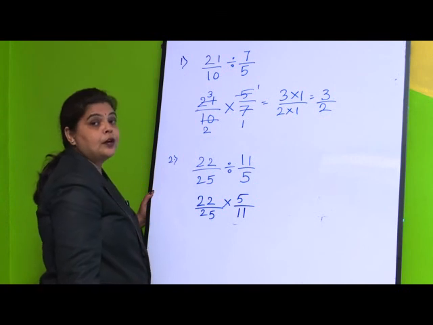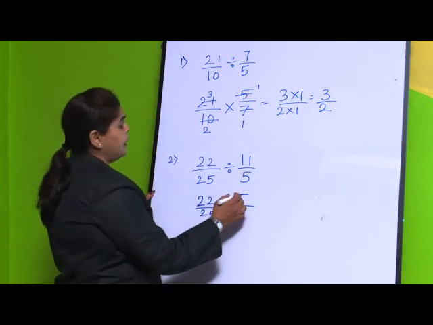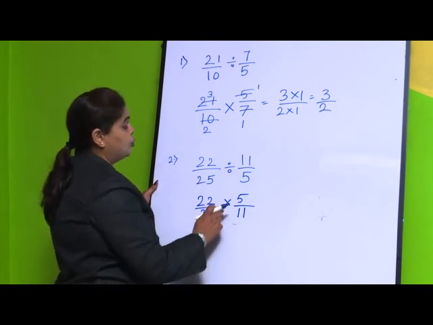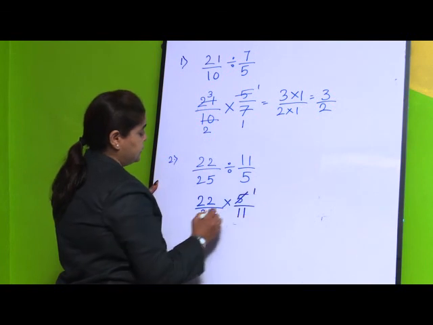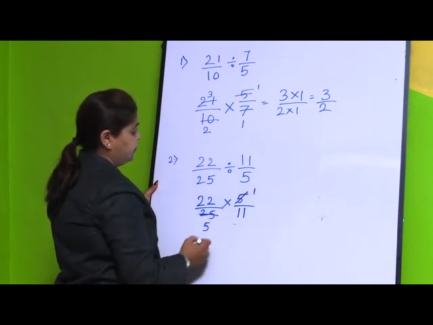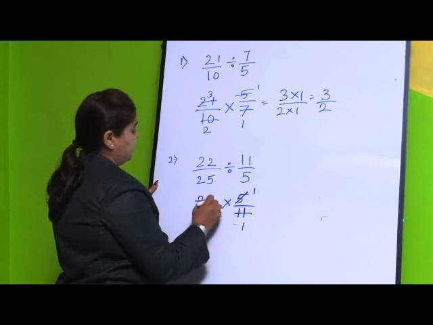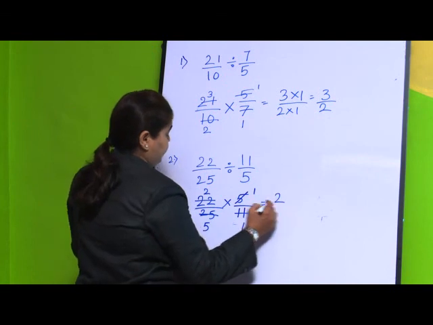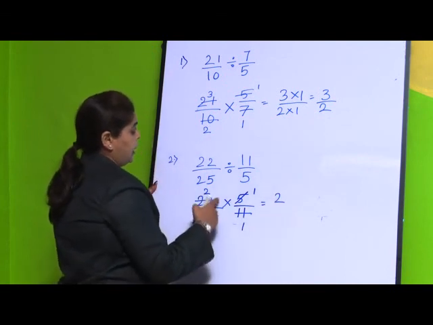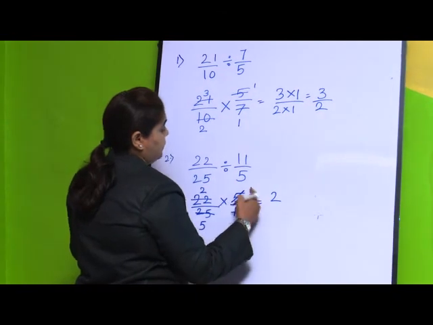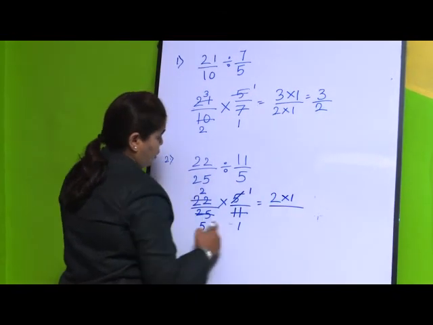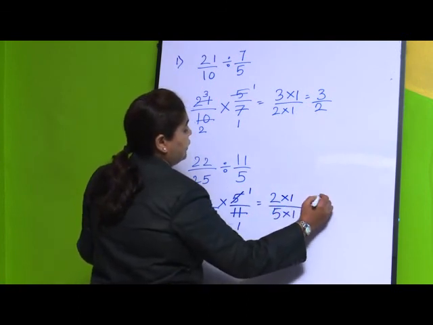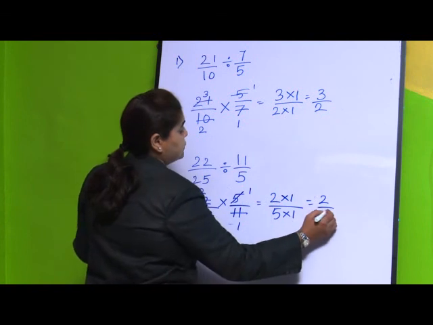Now, if it is possible to reduce, yes. You should know the tables and remember the divisibility rules; it will help you do the reduction. Here 5 ones are 5, 5 fives are 25. Here 11 ones are 11, 11 twos are 22. We check if anything is reducible, no. So we write the multiplication: 2 multiplied by 1 upon 5 multiplied by 1. 2 times 1 is always 2 and 5 times 1 is always 5.